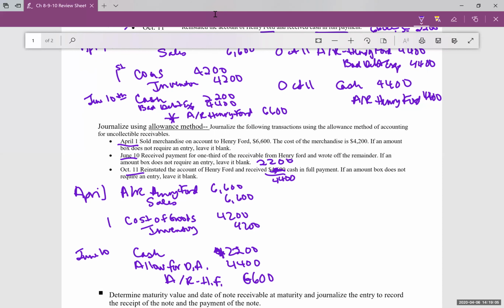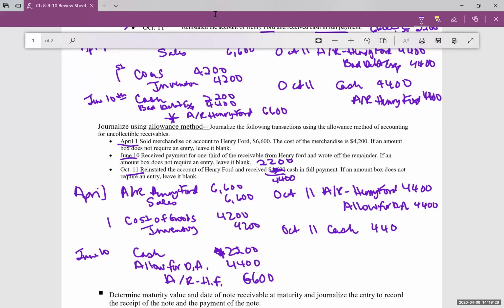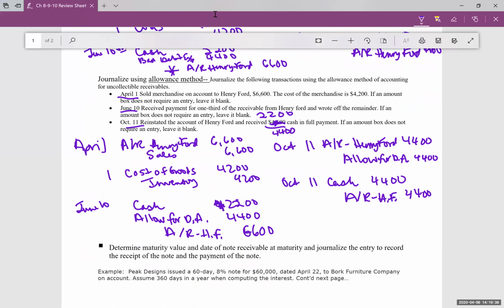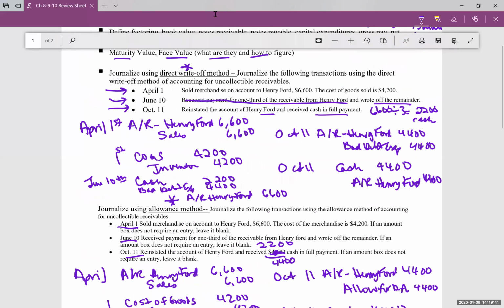Okay, so October 11th, we got to reinstate. So we're going to reset up the AR for Henry Ford, but only for the $4,400, and we're going to reverse out the allowance for doubtful accounts for $4,400. That's a credit. First one's a debit. Now we're going to apply the payment. October 11th, received cash, $4,400, and we'll clear out the AR for Henry Ford once and for all for $4,400. Okay, that kind of shows you the difference between the two methods. That's going to be big points on the test if you can get that.